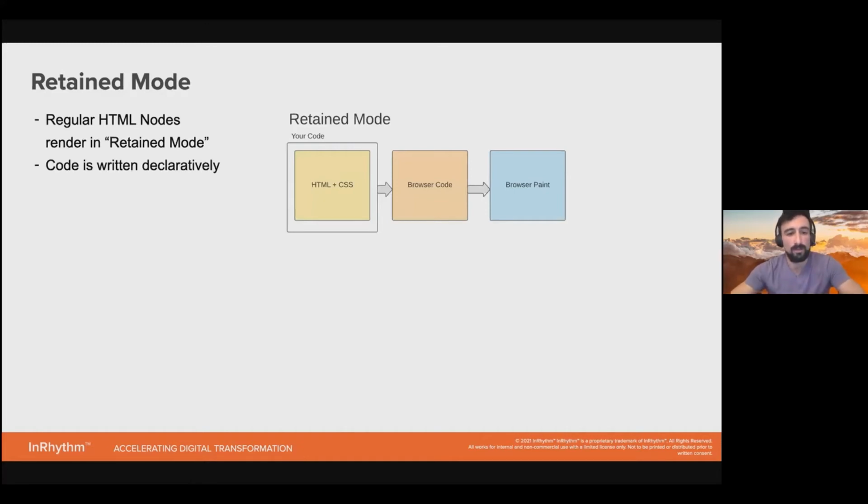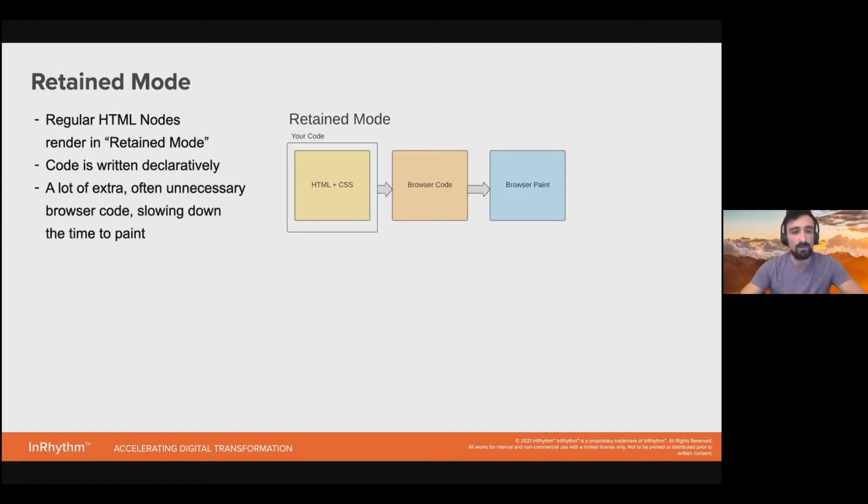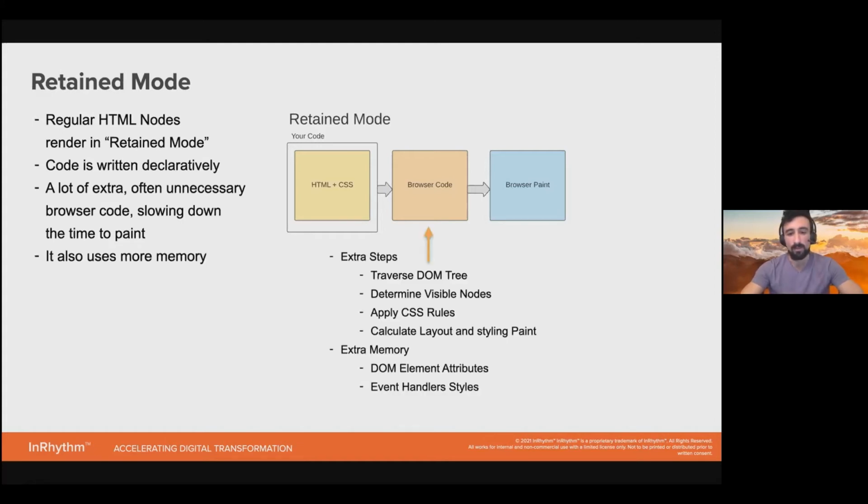Also note that this code is written declaratively, which means that instead of us telling it exactly what we want to paint on the screen, we describe it with HTML and CSS. And then the browser in the middle has to parse that and figure out what that means and do a bunch of extra steps in order to eventually paint it on the screen. So that results in slowing down the time to paint. And it also uses more memory. And as you can see, these are some of the steps that the browser goes through in between us describing what we want to happen with the code and it actually being painted on the screen.